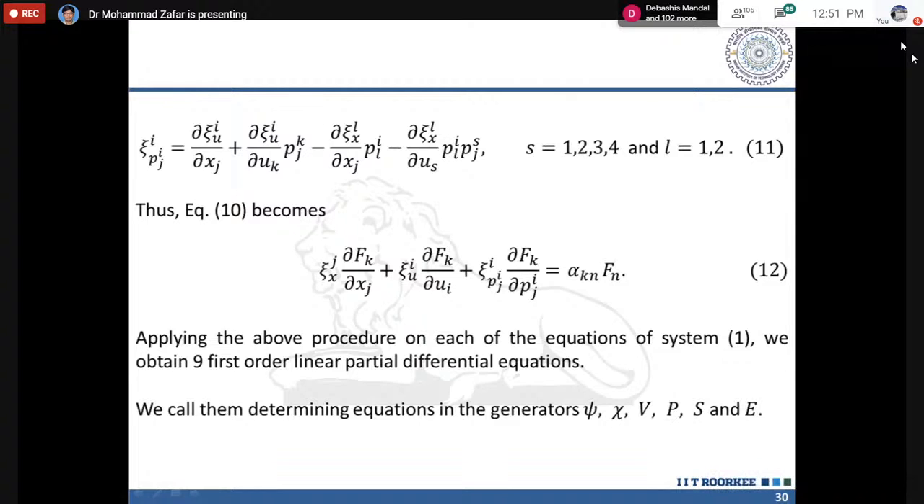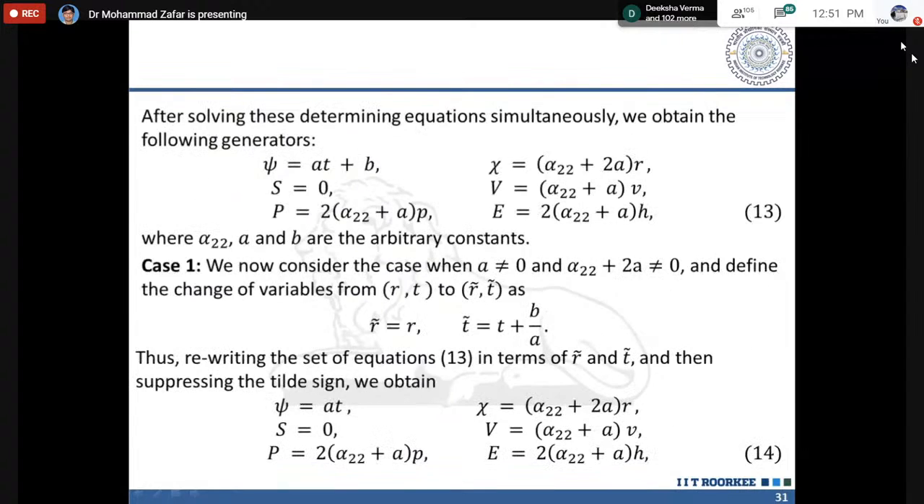We call them determining equations in the generators psi, chi, v, p, s and e as follows. So these are 9 first order linear partial differential equations. After solving these determining equations simultaneously, we obtain the following generators. I have not shown those calculations here because it will take more time. This is a long procedure, so it is not very easy, and sometimes we do not get a solution.